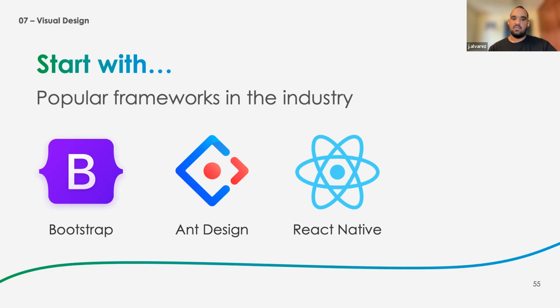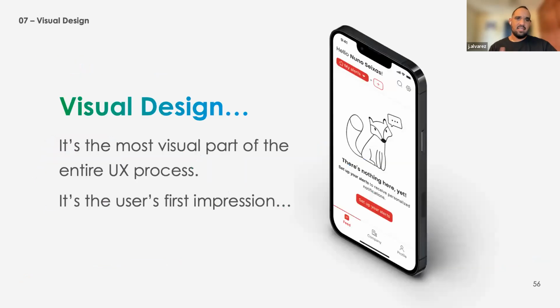Basically you can get a base to use from popular frameworks like Bootstrap, Ant Design, and React Native. Those libraries have a lot of components already coded, and they also have the design if you want to include it in your projects. And at the end, visual design is the most visual part of the entire UX process. It's the user's first impression and is key to giving value to your users. That's the last part when users interact with your products.